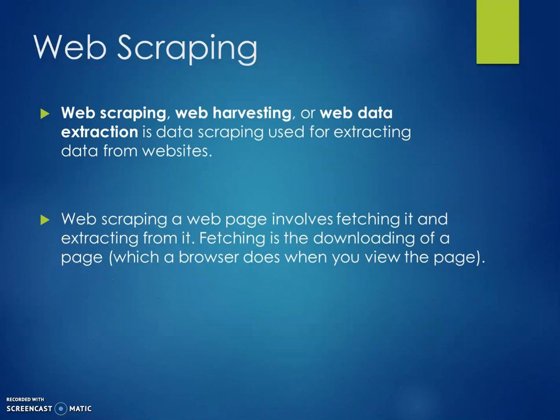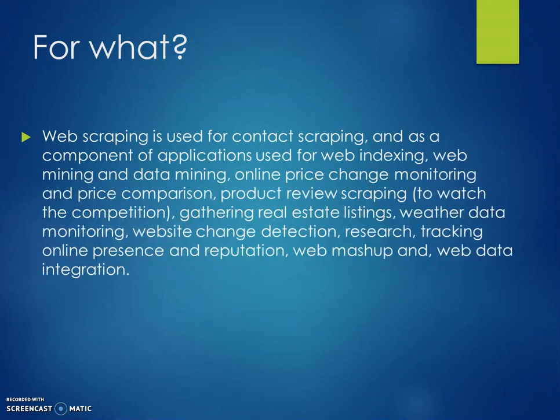So web scraping, or web harvesting, or web data extraction or collection, is data scraping used for extracting data from websites. Web scraping a web page involves fetching it and extracting from it. Fetching is the downloading of a page, which a browser does when you view the page, in the same format as you view on the website. What do we do this for?